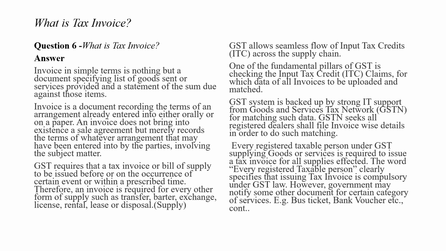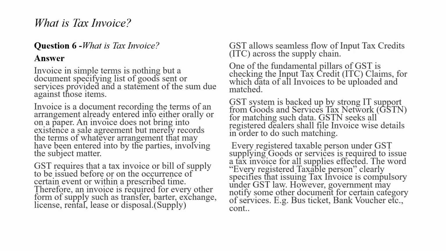GST requires that a tax invoice or bill of supply be issued before, on, or on the occurrence of a certain event, or within a prescribed time. Therefore, an invoice is required for every form of supply, such as transfer, barter, exchange, license, rental, lease or disposal.